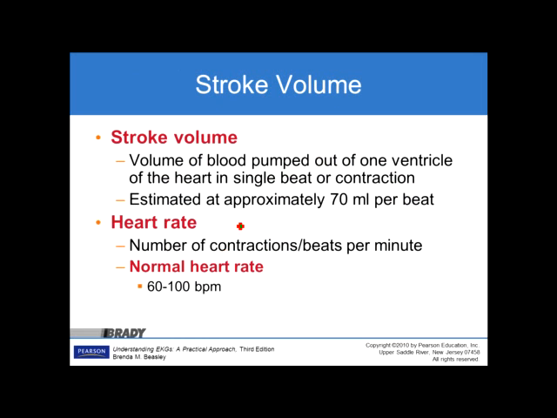Stroke volume: the blood pumped out of one ventricle of the heart in a single beat or contraction. This is estimated at approximately 70 milliliters per beat. Heart rate is the number of contraction beats per minute. Normal heart rate, or intrinsic rate of the sinoatrial node, which we'll learn about in further chapters, is 60 to 100 beats per minute. Normal heart rate, 60 to 100 beats per minute.